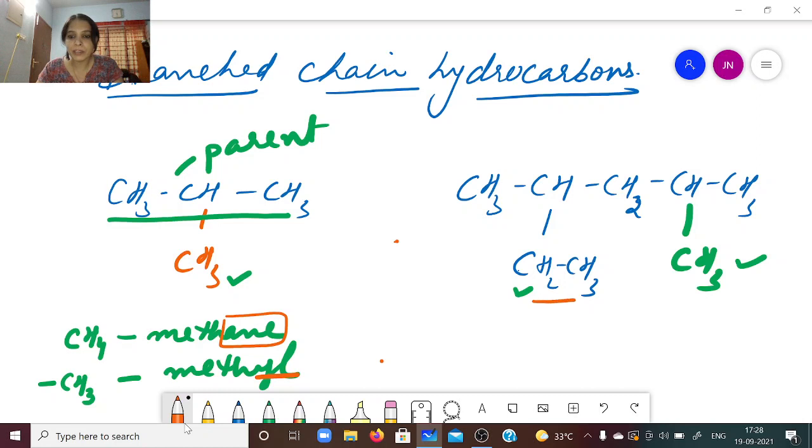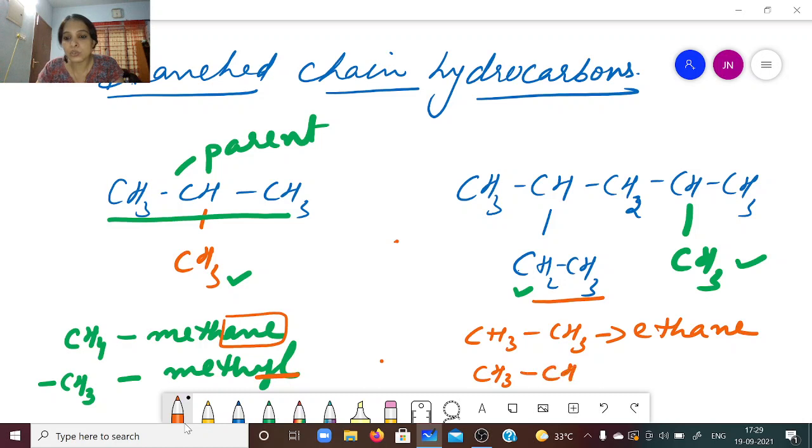For example, what is the name of this? Here two carbons are there. When two carbons are there, that hydrocarbon is known as ethane, that is CH3, CH3. Now one hydrogen is removed and it has become CH3, CH2. See, from this three, one hydrogen is removed. Now, what do I want? I want to put a bond here. Without a bond, I cannot write it because it is attached to another parent chain.